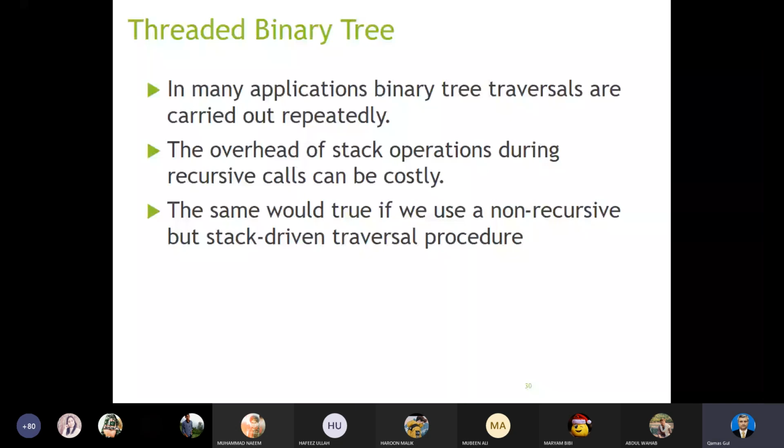So we had that example earlier in the traversing of the binary trees, non-recursive and recursive. So if I'm using a non-recursive approach, then still I have to make a stack-driven traversal procedure because I have to make my own stack.